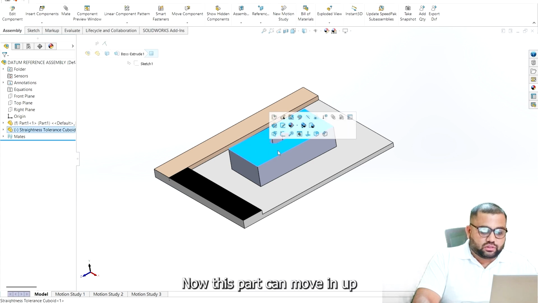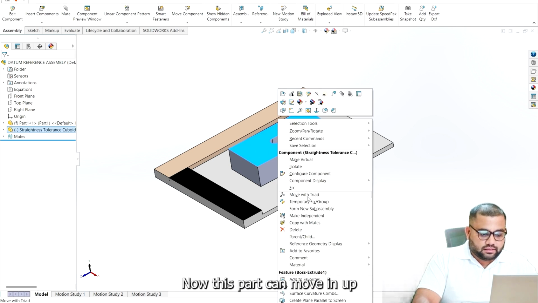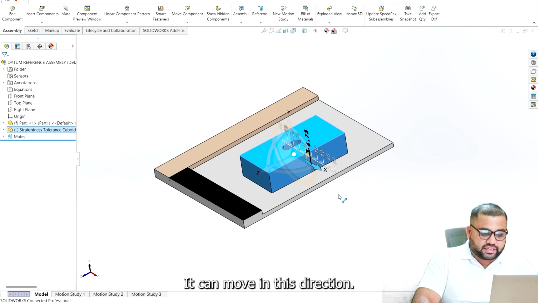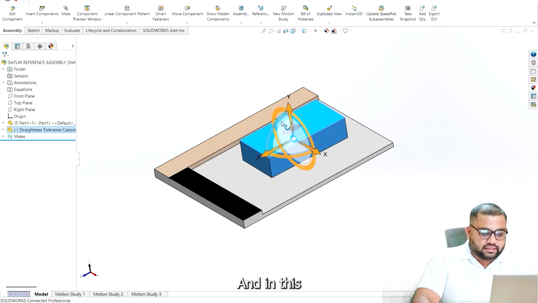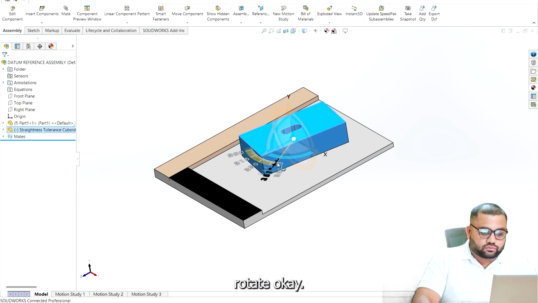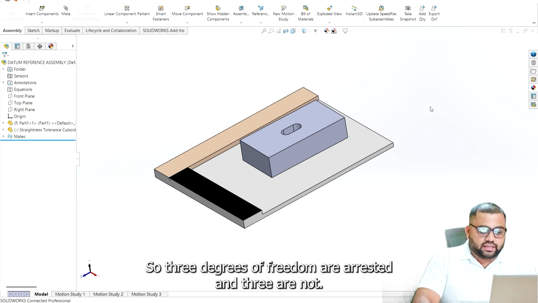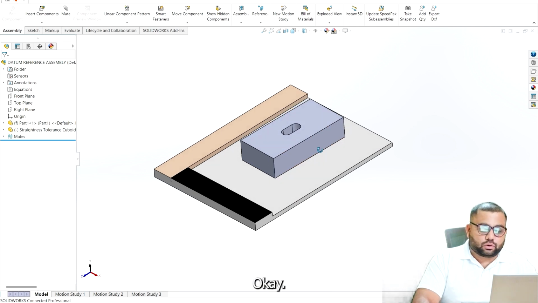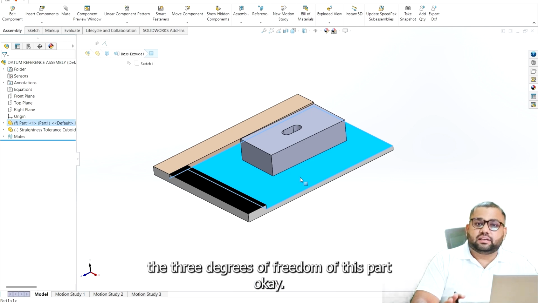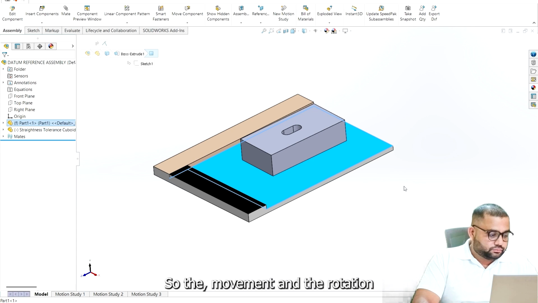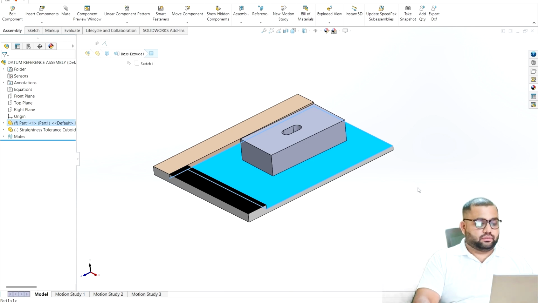Okay, now this part can move in this direction, it can move in this direction, and this is how it can rotate. So 3 degrees of freedom are arrested and 3 are not. By placing the datum feature simulator, we are arresting 3 degrees of freedom of this part. So the movement and the rotation are there.